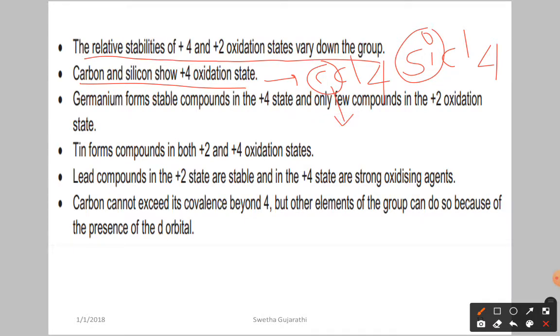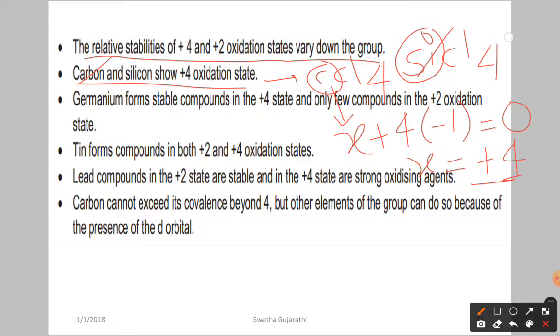For example, in this how are you going to calculate carbon? We have to find out, so we assume it as x, plus 4 into minus 1. Why? Because 1 chlorine has minus 1 oxidation state. Total, how much? So you are going to get plus 4 for carbon. Here silicon is also the same. 1 chlorine has minus 1 oxidation number, and here we have 4 chlorine atoms. So the same way you are going to get the plus 4 oxidation state.